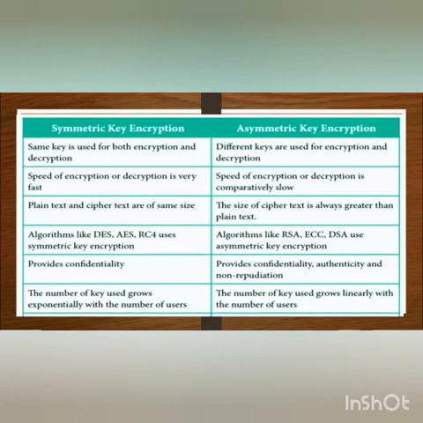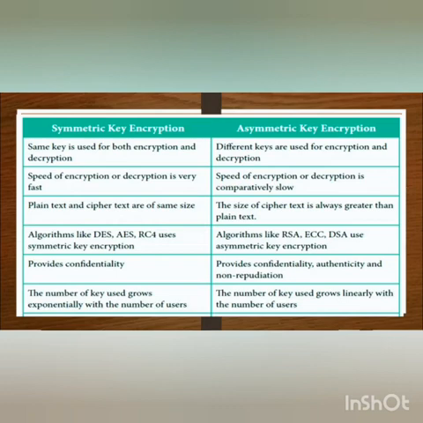In symmetric key encryption, plain text and ciphertext are of the same size. I already said that if we send a 5-letter word, while encrypting we will also get the same 5-letter word. So the same size will be maintained in symmetric key encryption. But in asymmetric key encryption, the size of the ciphertext is always greater than the plain text. So in asymmetric key encryption, we will not maintain the same length.